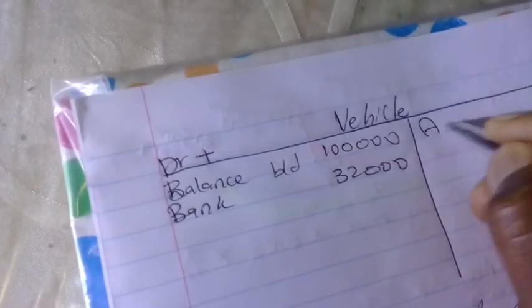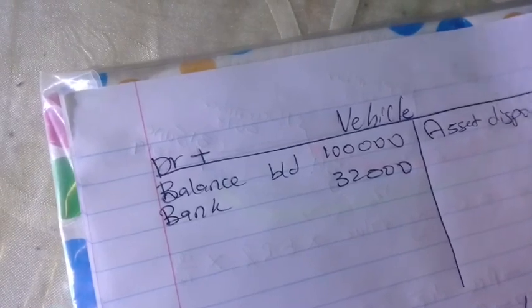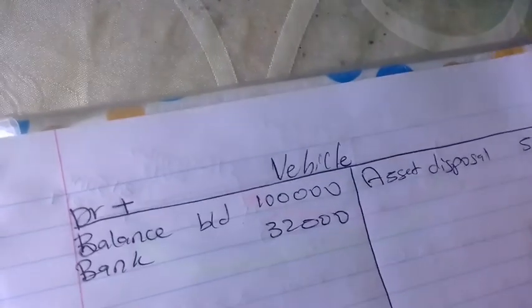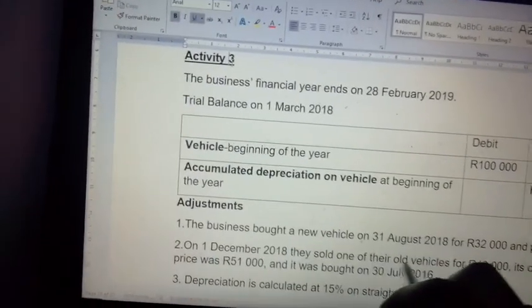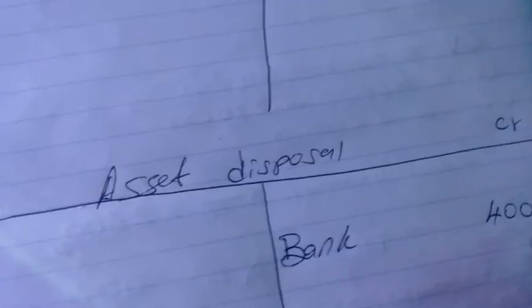On your credit side, you're going to have the asset disposal. You're going to record the cost of the sold asset. Its original cost was 51,000. Then they said it was sold for 40,000. It means inside the asset disposal note, you're going to say they sold it for 40,000, referring to cash, because they've not stated on credit. Just like this, bank 40,000.